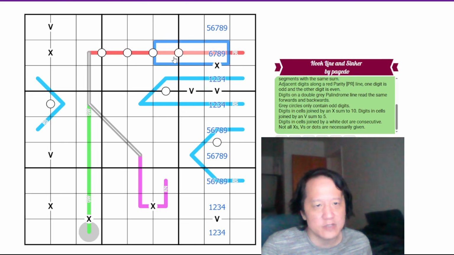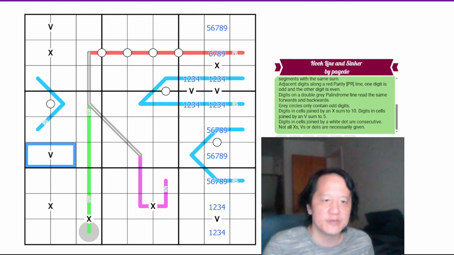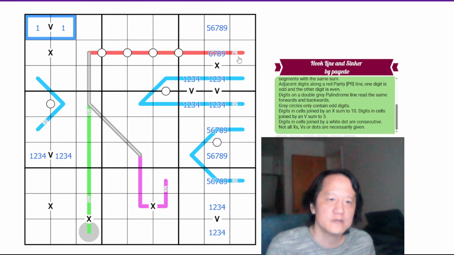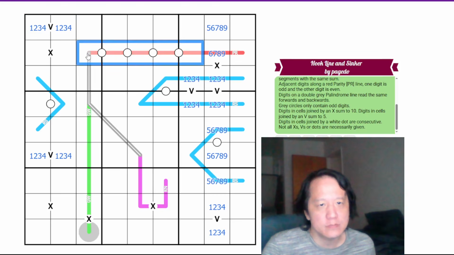And that's really all we have for that. These must be adding up to 5, so it's 1 through 4. These must add up to 5, 1 through 4. So I guess we'll go through all the V's. Here.